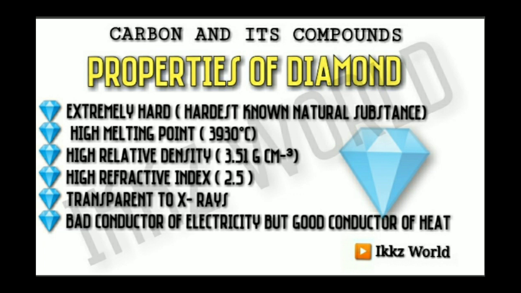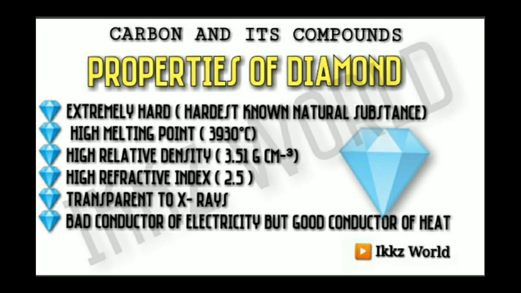Properties of diamond. Diamond is extremely hard. In fact, it is the hardest natural substance known. This hardness of diamond is because of its rigid 3-dimensional structure and its strong covalent bonds between the atoms. Diamond has a very high melting point as well, because it takes a large amount of energy to break the strong covalent bonds in diamond. That's why the melting point of diamond is quite high, around 4000 degrees Celsius.